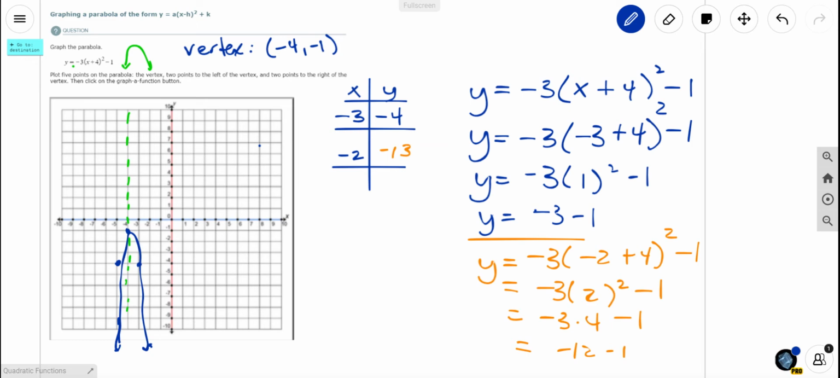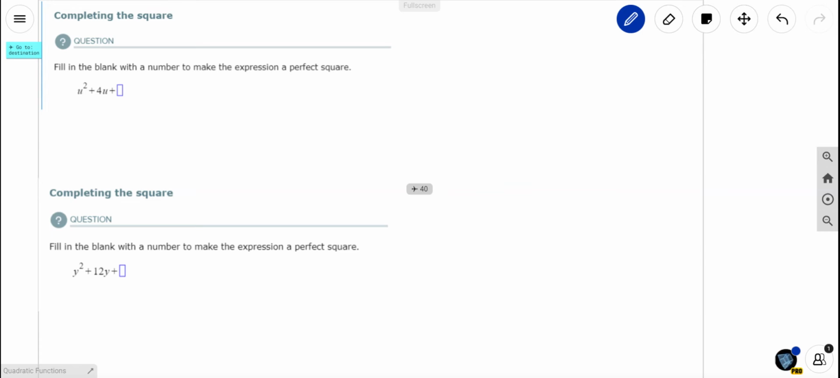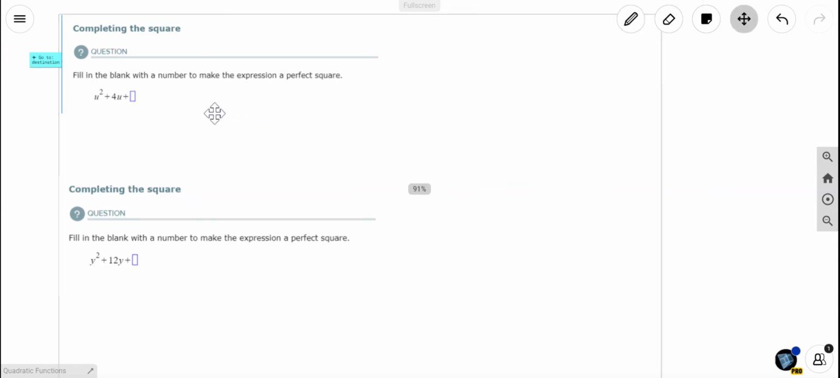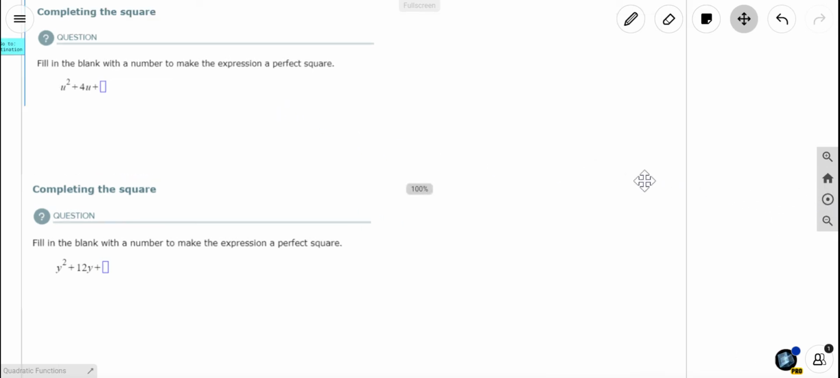All right, so that's graphing in vertex form. Vertex form's kind of nice because they give you 1 point. Okay, the next thing is completing the square. Completing the square is a method of solving or changing from standard form to vertex form.